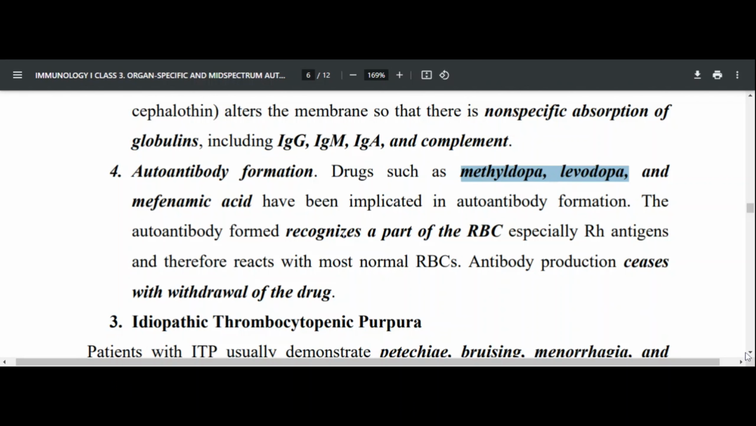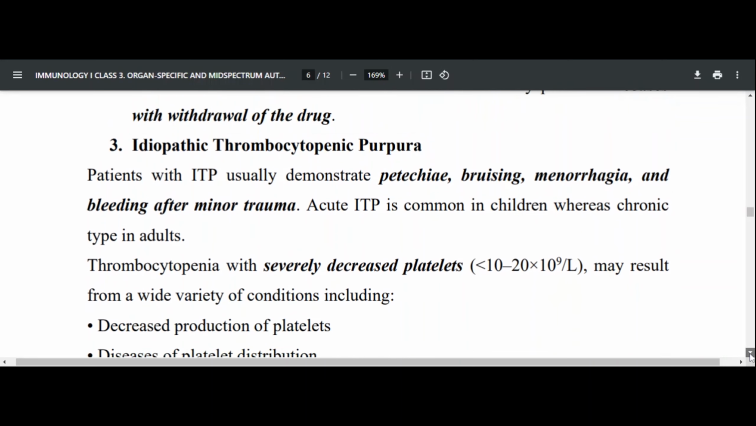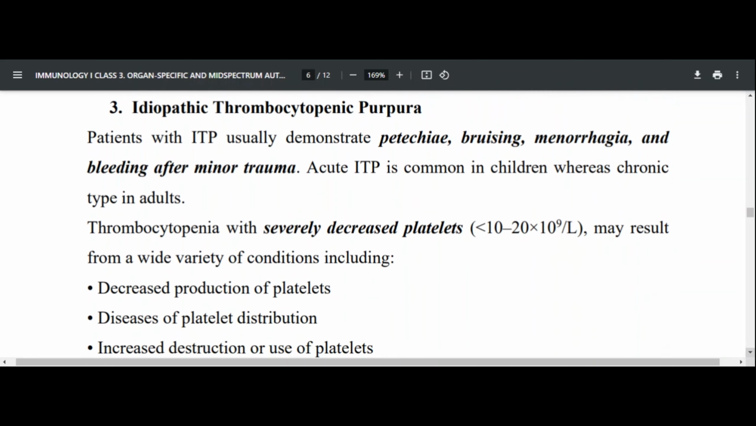So another autoimmune disease is idiopathic thrombocytopenic purpura. You know this one. It goes with the platelets and bleeding, right? You remember this one. We may not describe it a lot because we have seen it in different presentations, but simply, this is what you call ITP, also called immune thrombocytopenic purpura.